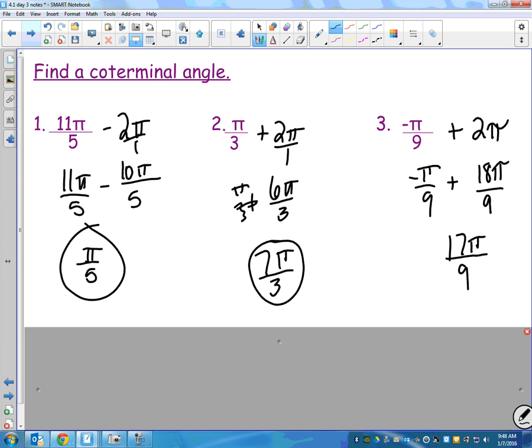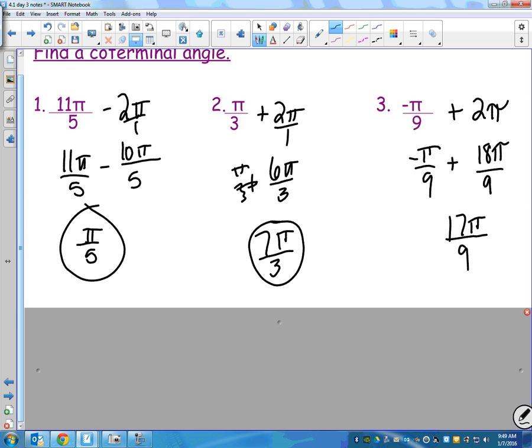I do want to remind you that there is going to be a no calculator portion of our test. Not that I'm going to put terrible computations on it, but being able to add or subtract 2 pi to an angle is definitely an expectation without a calculator. So just make sure that you know how to do that. That's why I show the work here. I'm going to teach you how to do fractions.